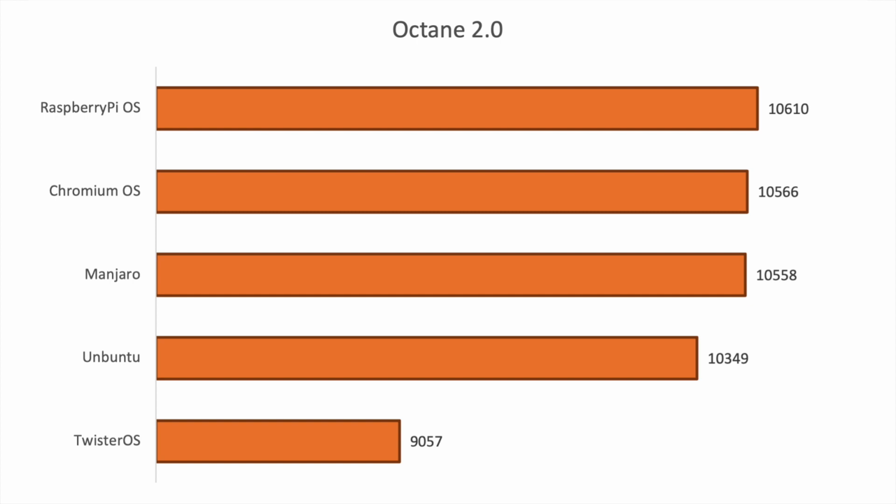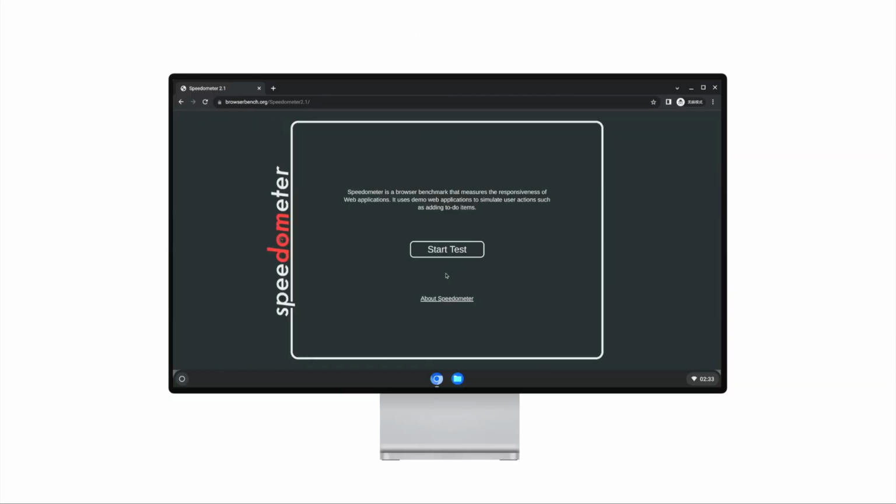Chromium OS came in second, and the Raspberry Pi got the top spot. The scores of the top 3 are very close. Twister OS came to the bottom of the chart. Let's switch to the next one.